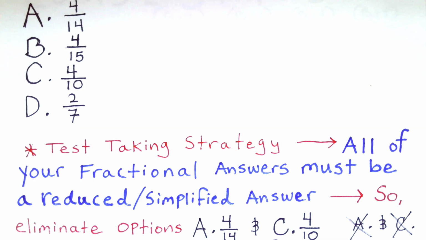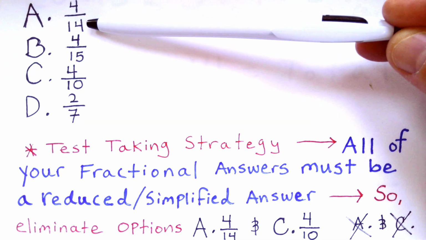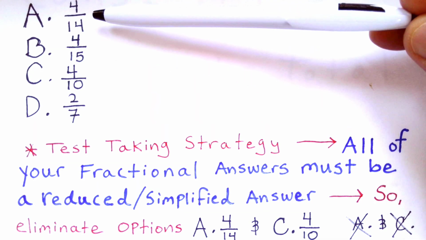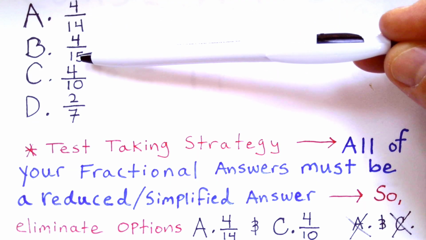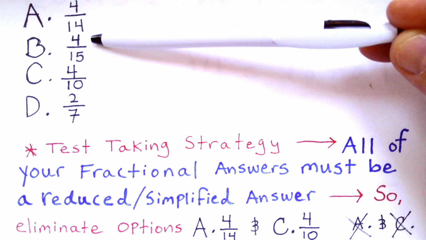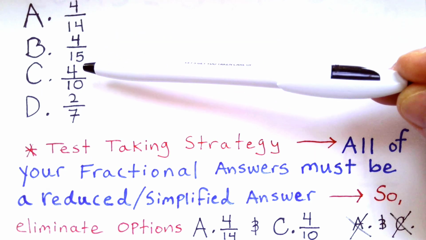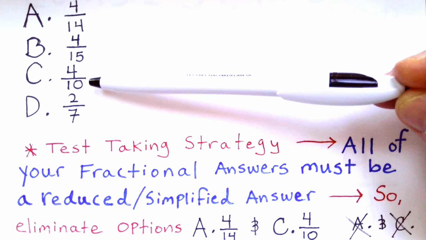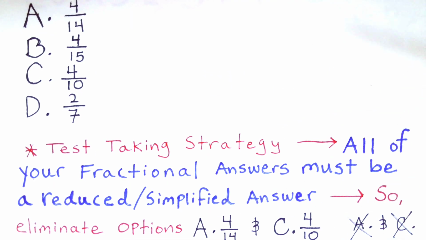Both options A and C are not reduced, right? I have an even number 4 on top and an even number 14 on the bottom for option A. I can divide 2 into top and bottom evenly to reduce that fraction. For B, I have an even number on top, odd number on the bottom. Most likely not going to be able to reduce that fraction. Take a look at C. I have an even number 4 on top, an even number 10 on the bottom of that fraction. I can divide 2 into top and bottom, reducing option C.